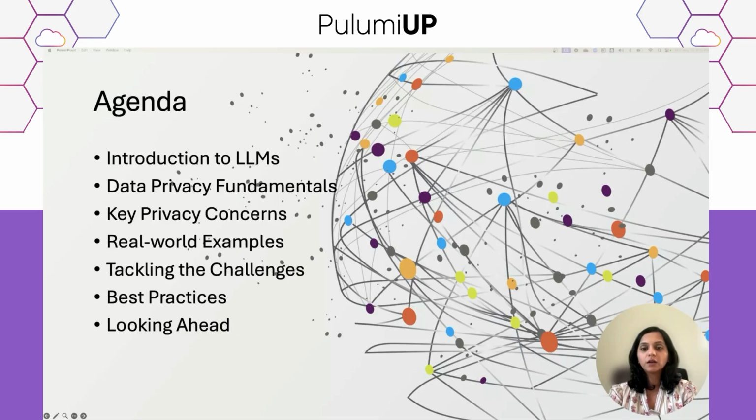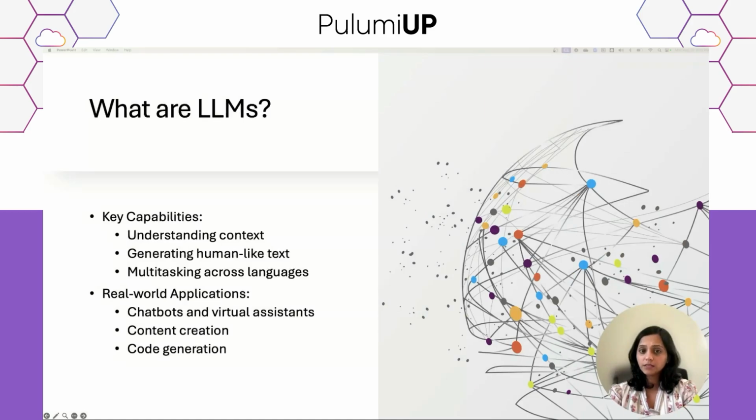Let's get started with our intro to LLMs. Let's start with the basics. LLMs or large language models are AI systems trained on massive amounts of text data. Think of them as super smart text prediction engines, but they're much more than just fancy autocomplete.